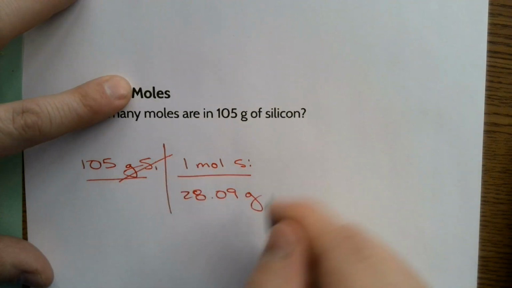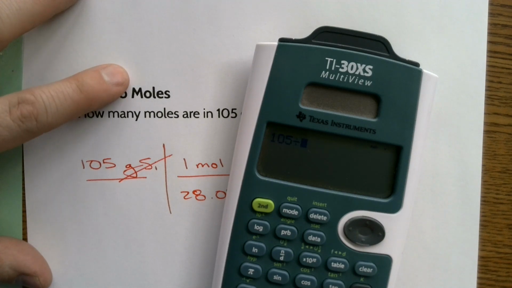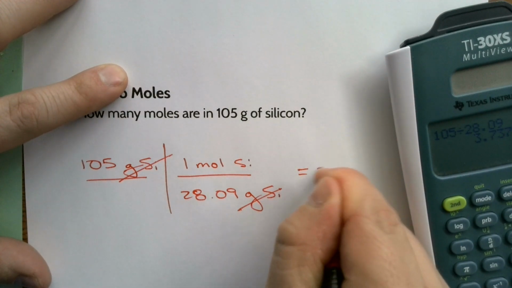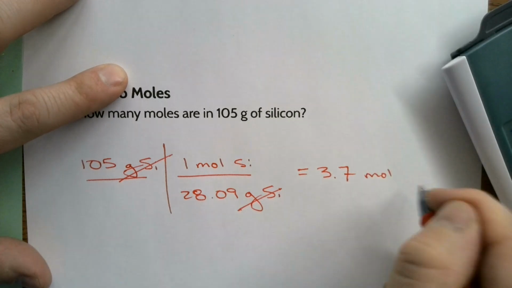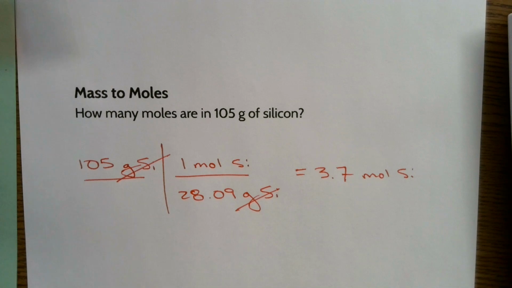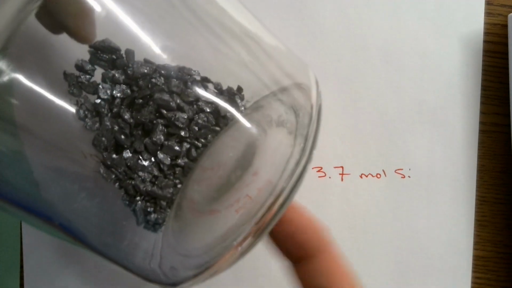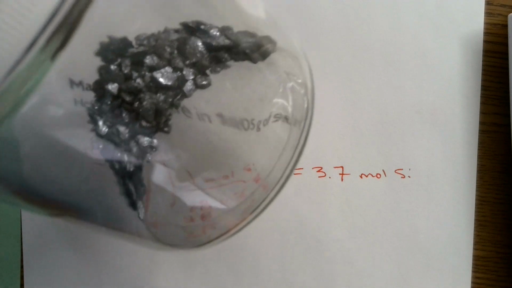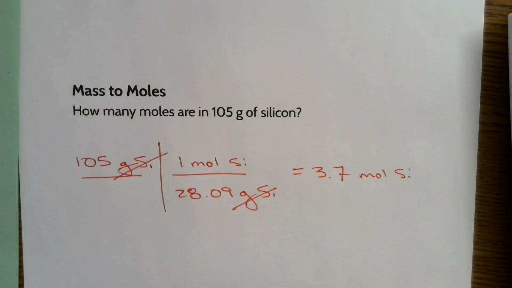I cancel out my units for grams of silicon, and I'm left with 105 divided by 28.09, and that gives me 3.7 moles of silicon. This is kind of nice to conceptualize because right here I have a jar of silicon and I need about 3.7 times this amount. So if you can imagine, I have 1 mole, I need almost 4 times the amount that's in here in order to do whatever I'm trying to calculate. That's something we can conceptualize.